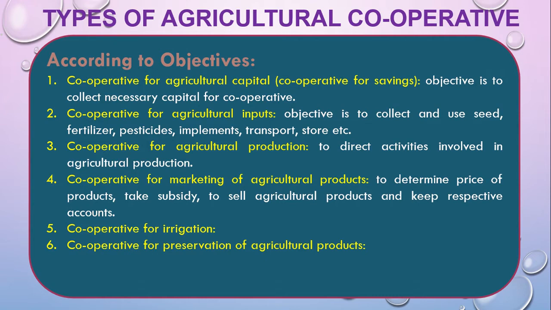Next one is cooperative for preservation of agricultural products. After all procedures are done, that means collecting the product, marketing the product, after that you need to preserve the product, because if you do not preserve the product, sometimes you are not able to sell the product on time. That is why you need to preserve the product. That is why they can form a cooperative which is called preservation of agriculture product.